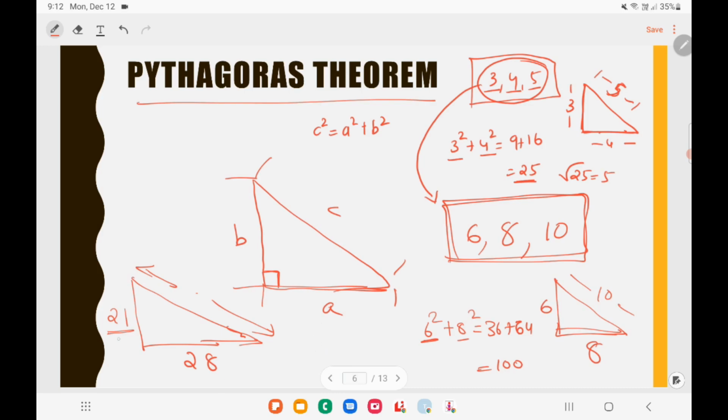You don't need to do all that. If you can divide 21 and 28 with the same number, you know that 21 is divisible by 7 and 28 is also divisible by 7, right? So 21 by 7 you will get 3, 28 by 7 you will get 4. We know that 3, 4 and 5 are Pythagorean triplets. So if 3 and 4 comes, it will be 5. So here 21 and 28 is there. That means you have divided with 7. So if you multiply 5 with 7, you get 35. So this will be 35.